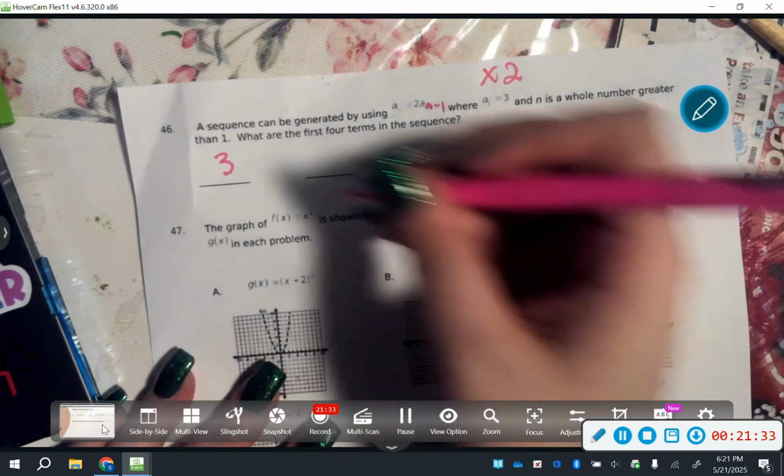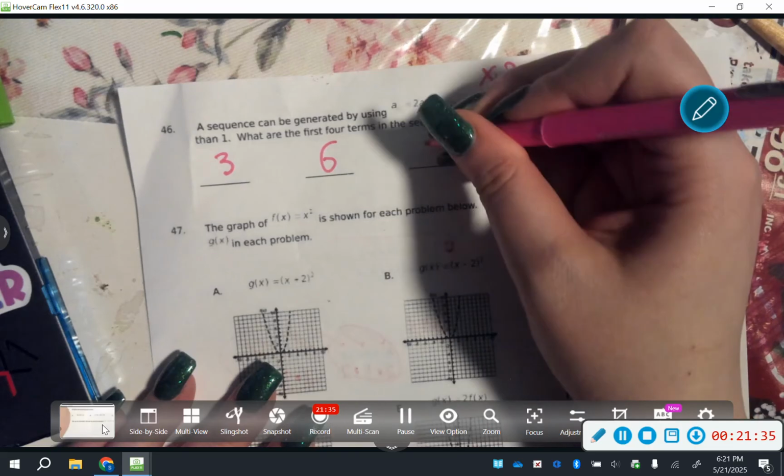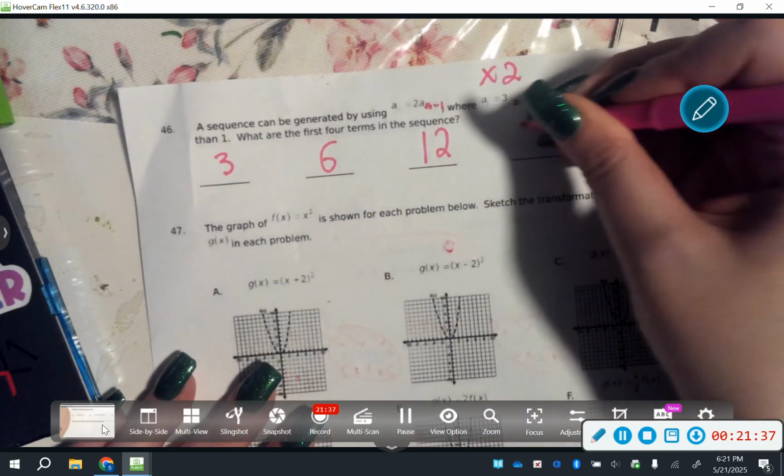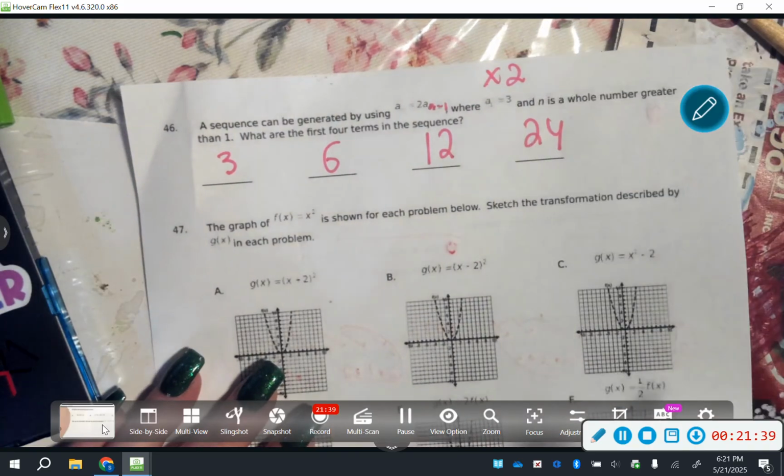So if I follow that pattern, 3 times 2 is 6. 6 times 2 is 12. 12 times 2 is 24.